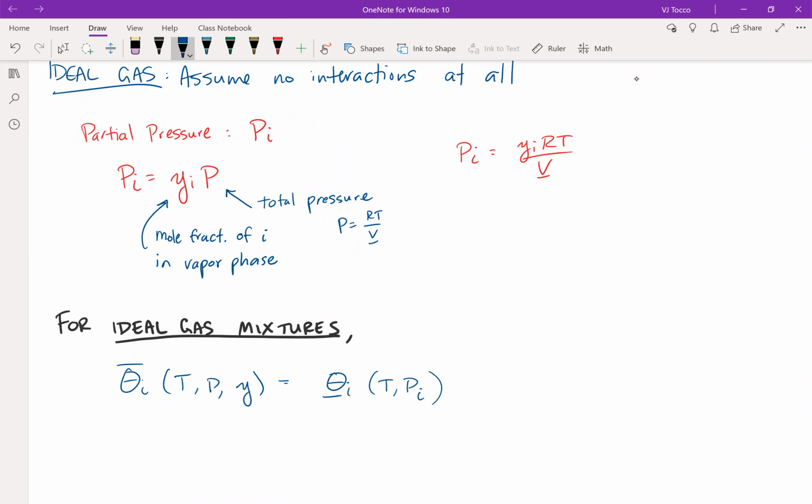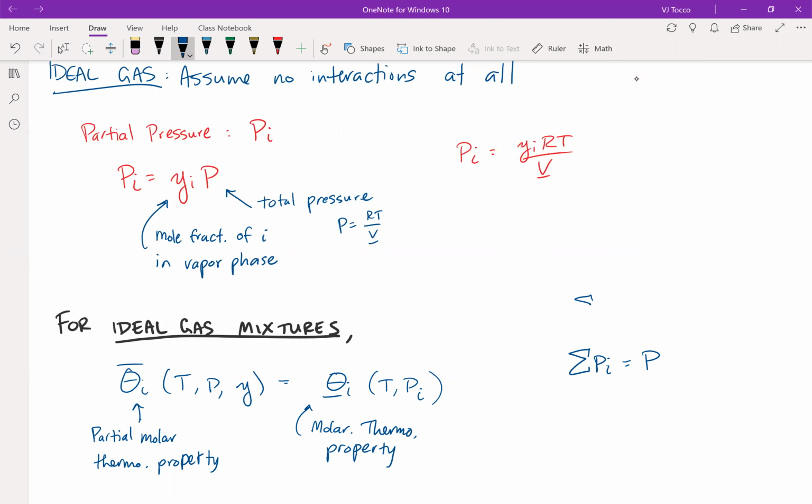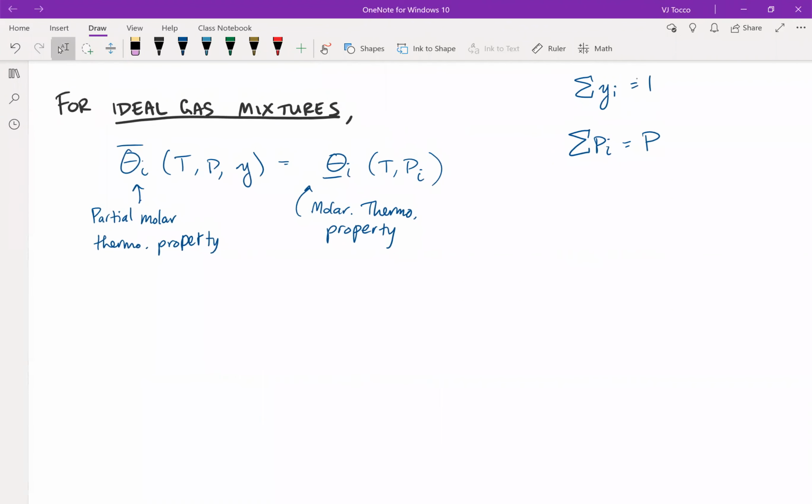Or said differently, we can say that the partial molar property, where again theta is any thermodynamic property, as a function of temperature, pressure, and mole fraction is simply equal to the molar thermodynamic property as a function of temperature and the partial pressure. And also I need to write this down that the sum of all the partial pressures equals the total pressure, which should make sense because the sum of all the mole fractions must equal 1. So therefore, when you apply this relationship to this equation, you should see that those are all becoming the same thing. All right, so for different thermodynamic properties, this equation looks a little bit different.